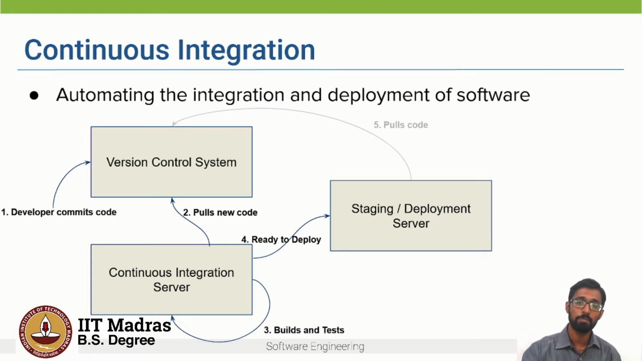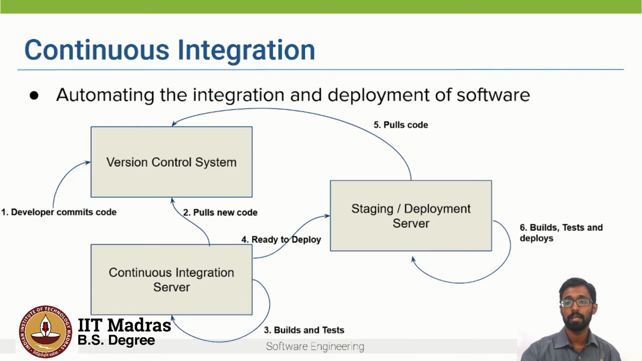And now the deployment server pulls code from the version control system, and it does one more round of building and testing, and finally it deploys it. And then it notifies the continuous integration server that the deployment is complete. So in this way, we see that most of the building, testing, deployment, and integration can be automated by using scripts and by using the continuous integration server.